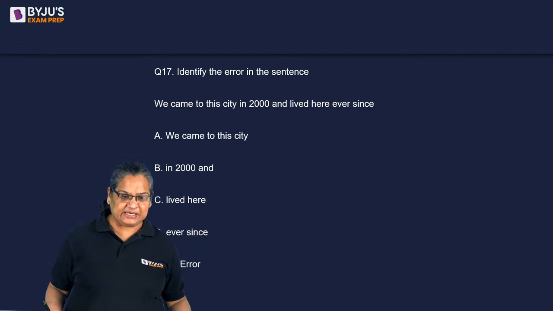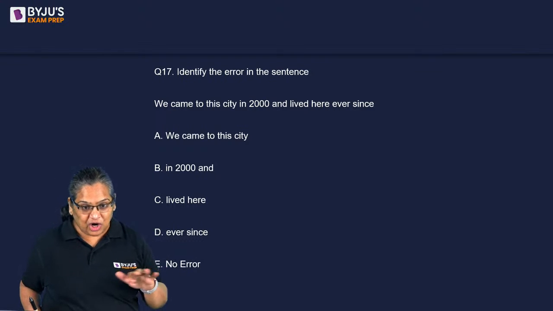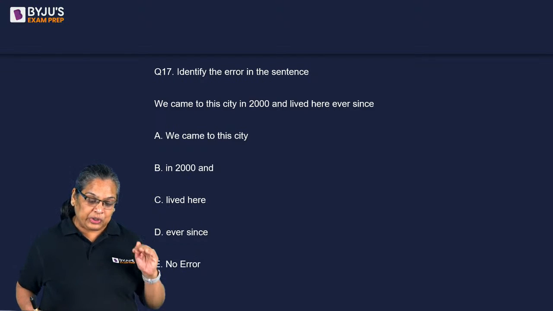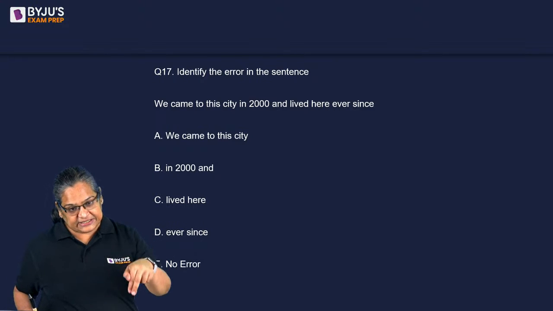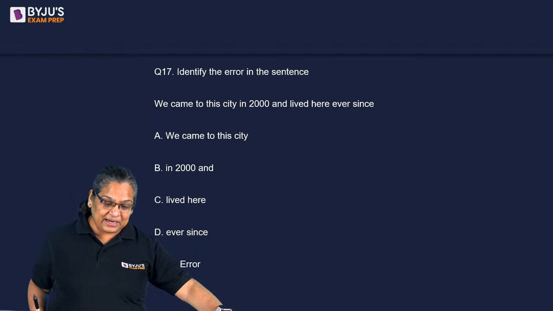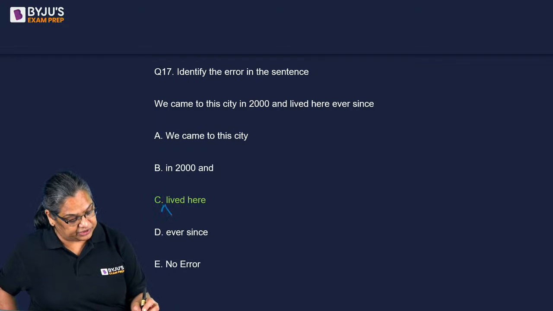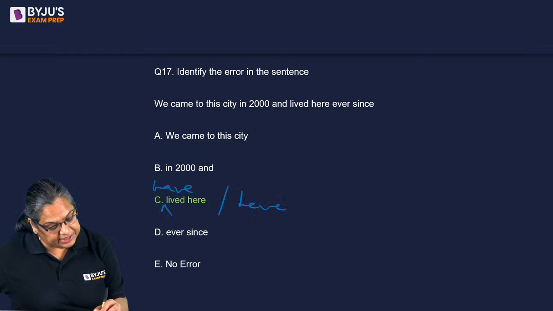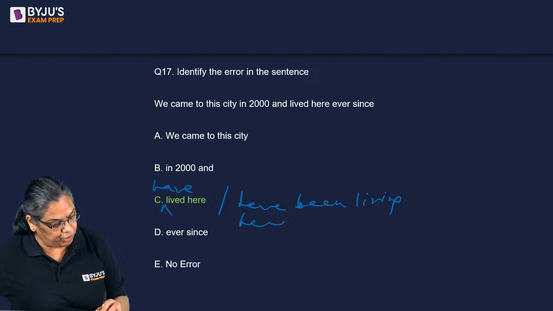Ever since means from then till now. It's understood, Palak. It's not required. Exactly. So if it is missing in C, Rajvi, C is the mistake. Either have lived here or have been living here. Both are correct. So here you have to say have lived here ever since or have been living here ever since. Both are correct.